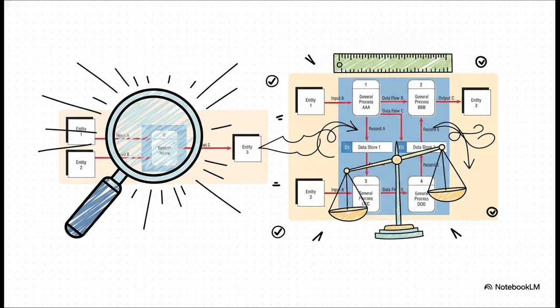Take a look. On the left is our simple level 0 diagram. It's got two inputs, A and B, and one output, C. Now look at the more detailed level 1 diagram on the right. Even with all that new stuff happening on the inside, the data flows that cross the system's border are identical. Input A, input B, and output C. They have to match perfectly. This is what keeps the whole map consistent.